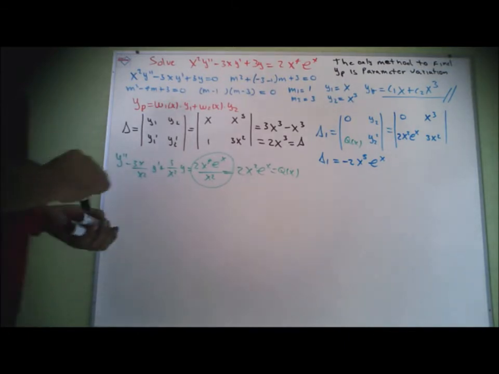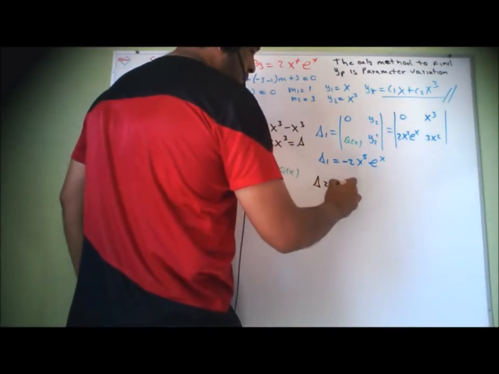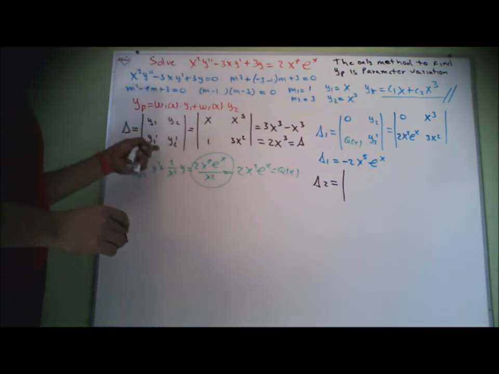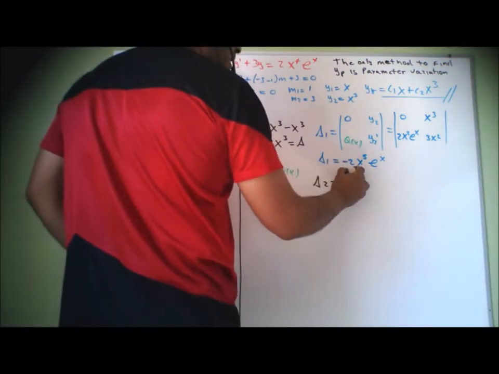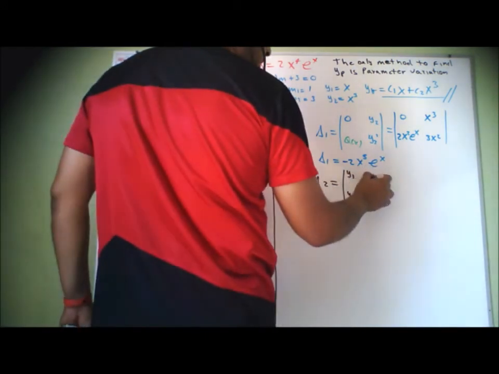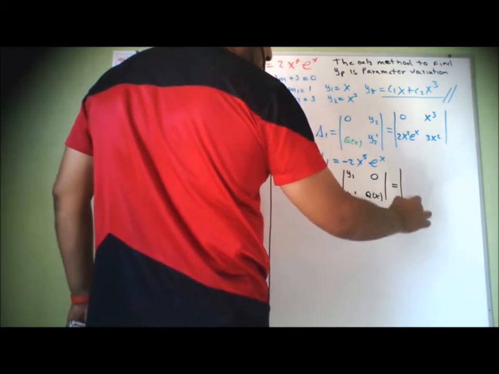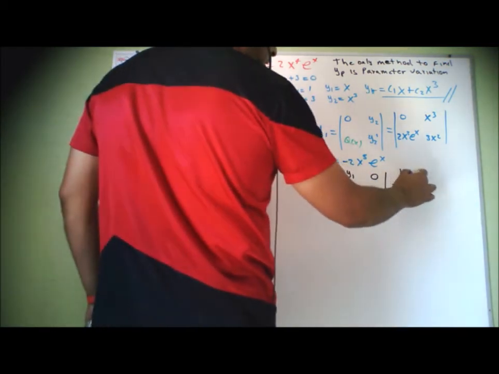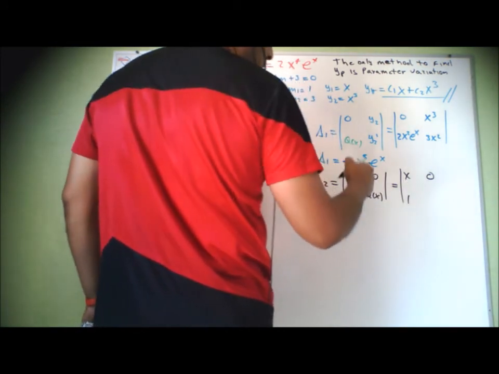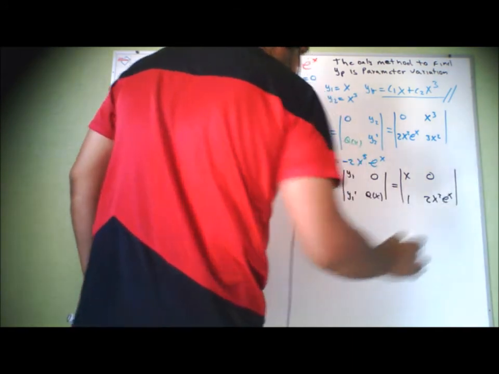Delta 2 is very similar to this, but now you replace the second column. So you will have y1 and y1 prime here, and then here you will have 0 and q of x. So y1 is equal to x and 1, and here 0, and here the 2x squared exponential of x. Alright?